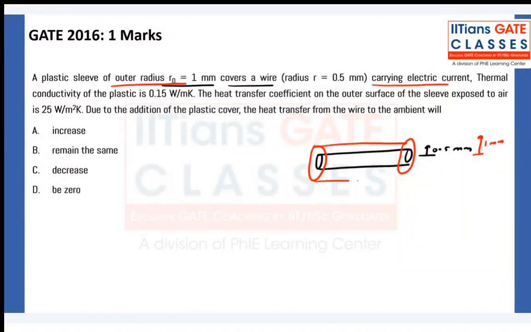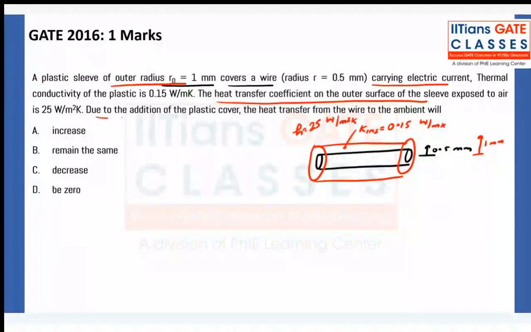Thermal conductivity of this plastic, which is basically acting as an insulation, is 0.15 watt per meter Kelvin. The heat transfer coefficient of the outer surface here is 25 watt per meter square Kelvin. Now, due to addition of plastic cover, the heat transfer from the wire to the ambient will increase, remain same. So whenever you see this type of question, always calculate critical radius.